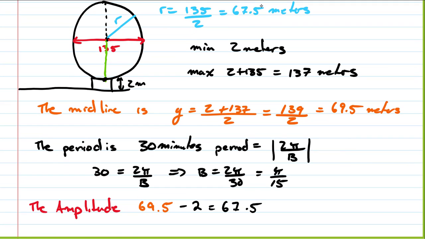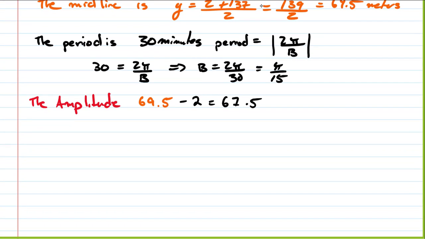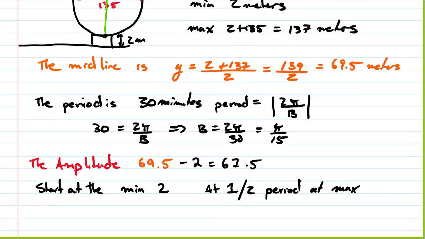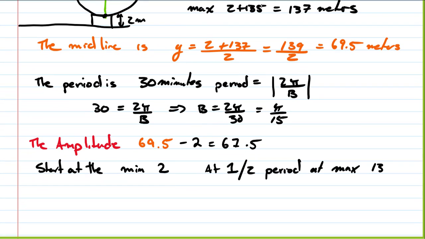So where does our graph start? We start at the min, which is 2, and after half of a period, we're at the max, which is 137.